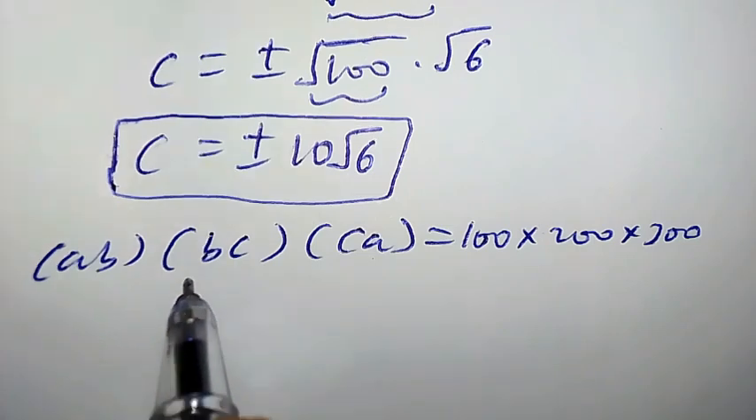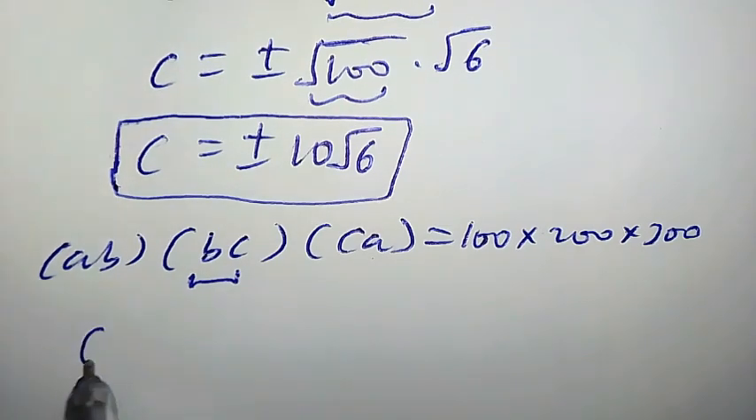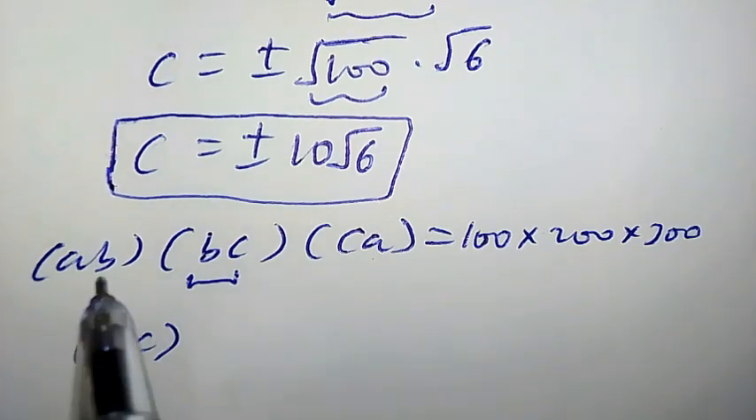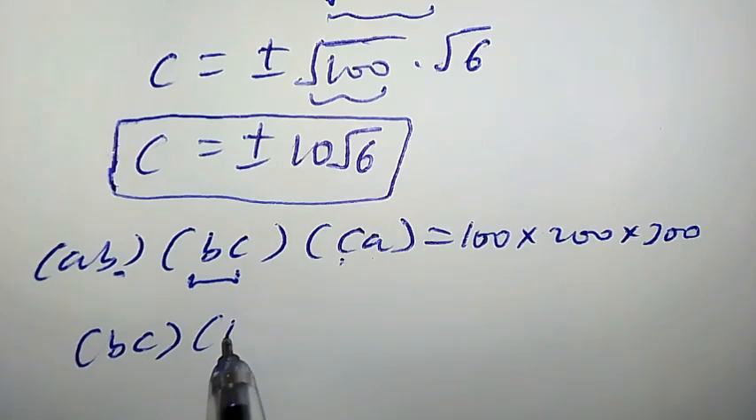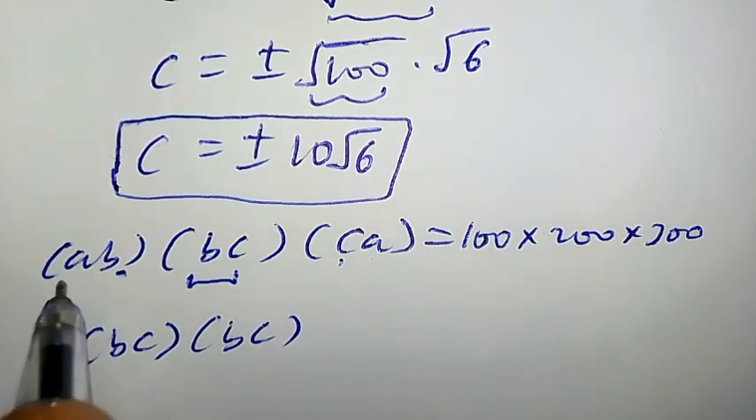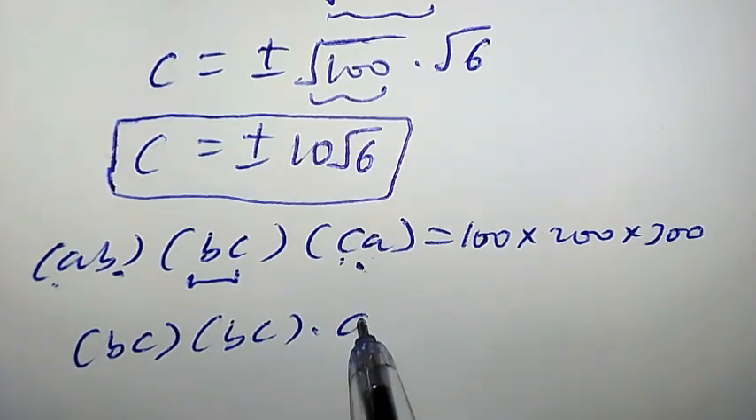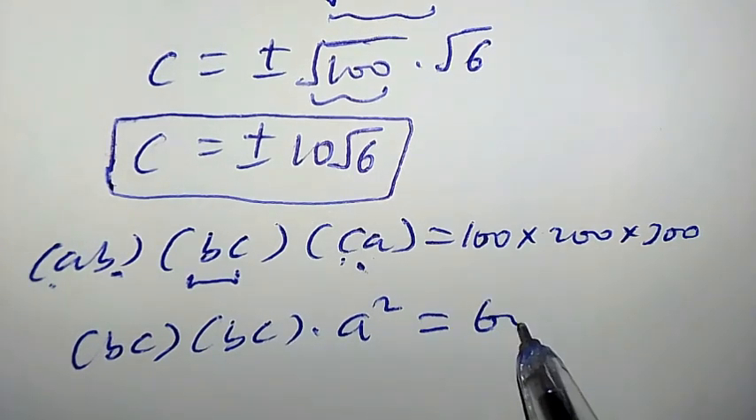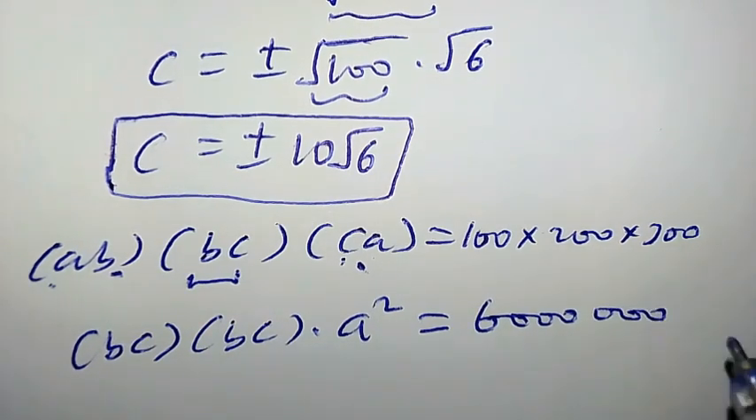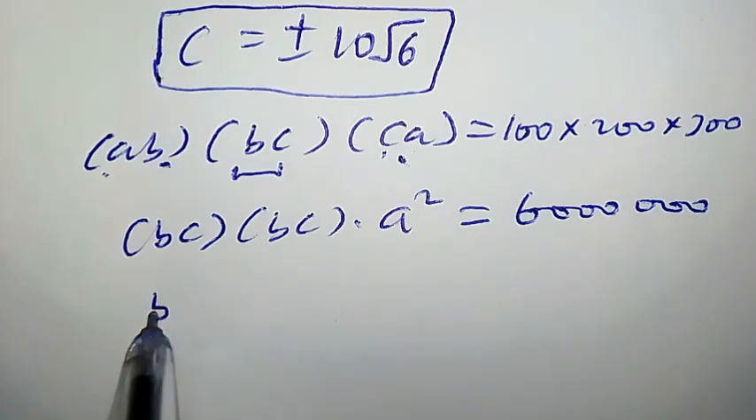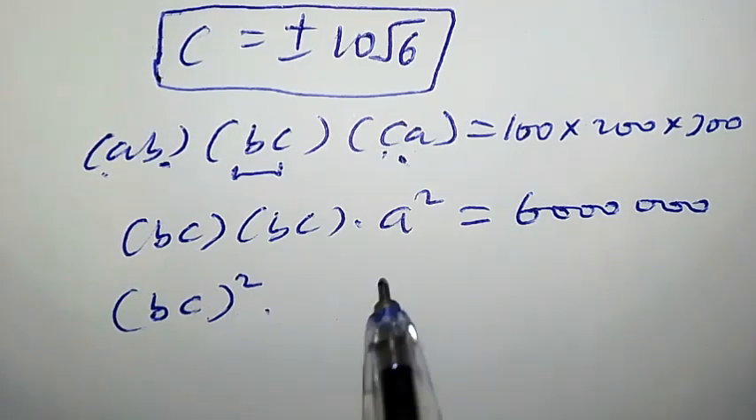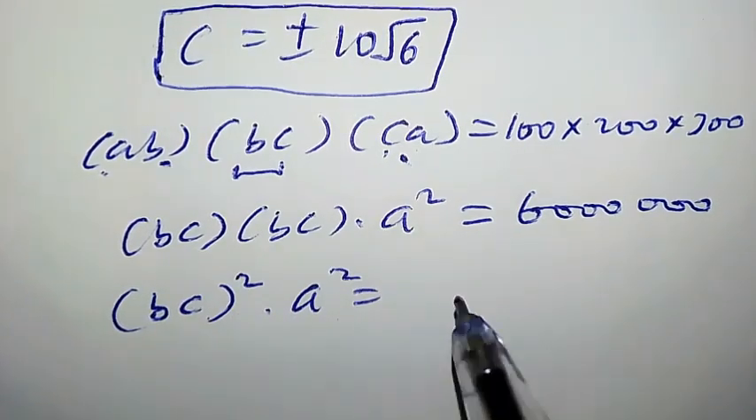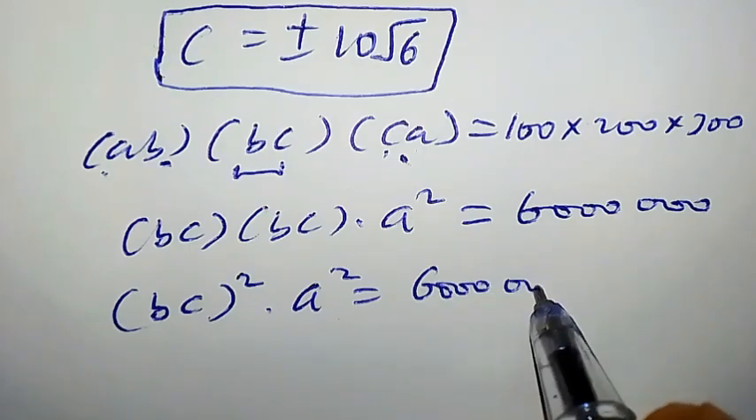The next step now is to fix this guy. BC, that's the trick. B times C, that is BC. So we have A times A, which is just A square, equal to 100 times 200 times 300, that is 6 million. BC times BC, that is simply BC all square times A square equal to 6 million.